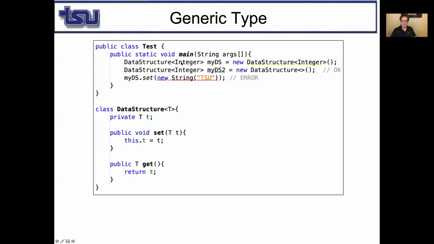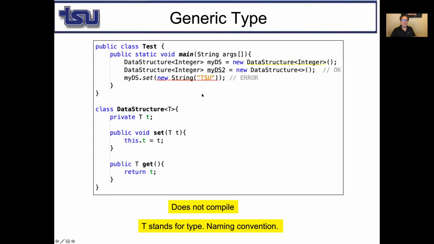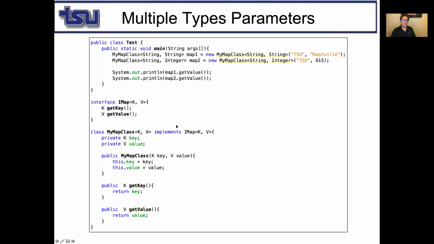Why? Because it's expecting to have what? An integer object, which is not an integer object there. Okay. T stands for type, and capital T, that's the typical naming convention. It doesn't have to be T. And multiple type parameters, this is what I did. I said, how about if I have not just T, but if I have multiple?